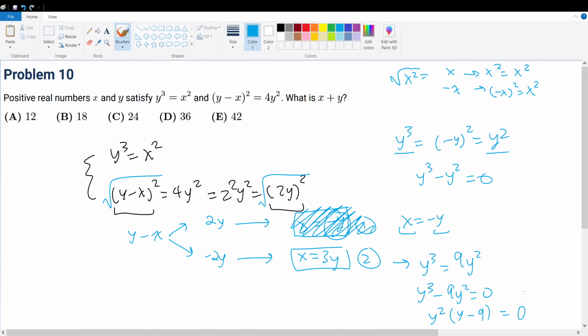So what are solutions of y? Well, y is obviously equal to 0. Y is equal to 9. When y is equal to 0, x will be equal to 0. When y is equal to 9, x will be equal to 27. So what is x plus y? X plus y obviously can't be 0 because that's not an answer choice, but 27 plus 9 gives 36. So your final answer will be answer choice D.